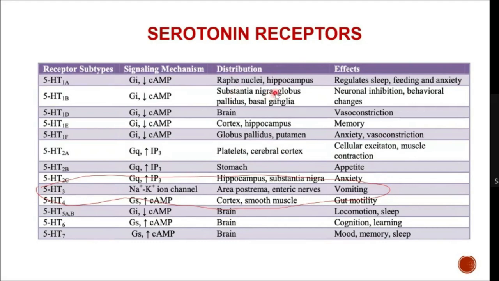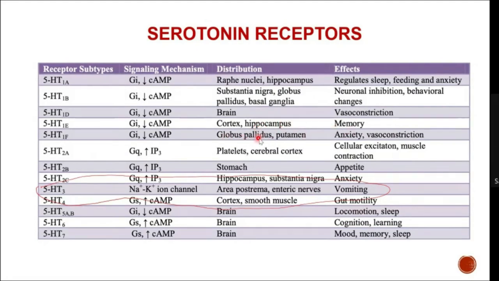If they are present in the hippocampus, they are going to act on your memory. Now they are in the raphe nucleus in the brainstem, so they are going to affect your sleep, your feeding and anxiety. If they are in the substantia nigra, globus pallidus and basal ganglia, they definitely are going to affect your initiation of movement, or there will be some inhibition to initiate your movement. There will be behavioral changes, and your facial expressions may change. Then it may go to the cortex and hippocampus. I told you there is memory related with this.